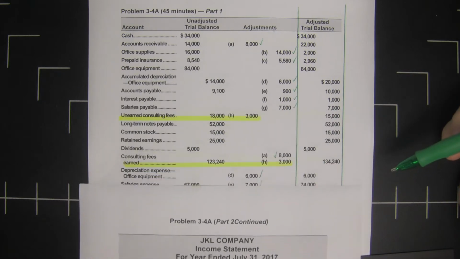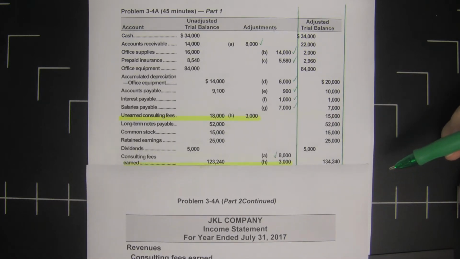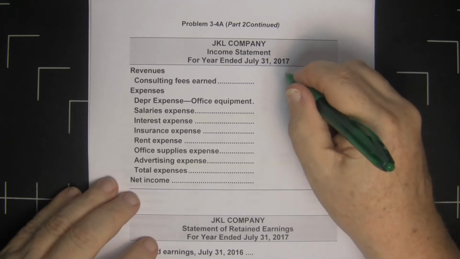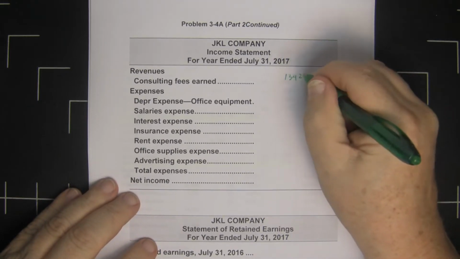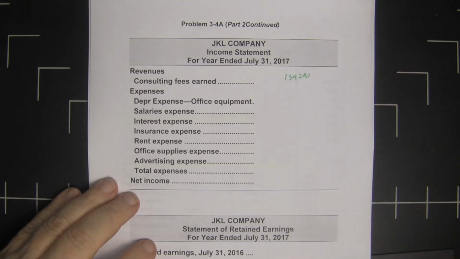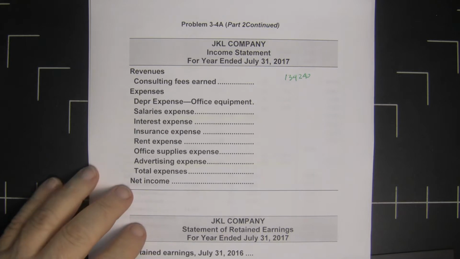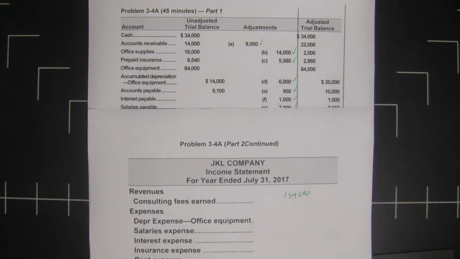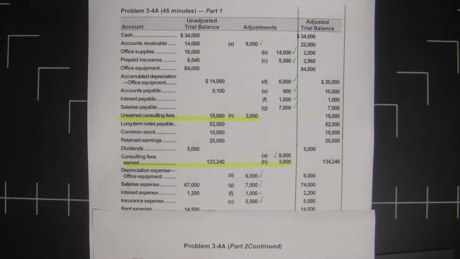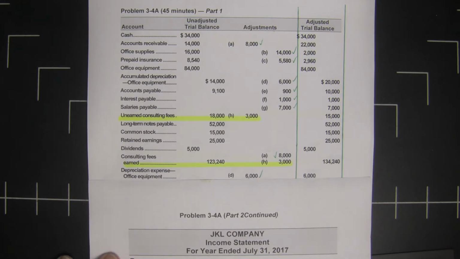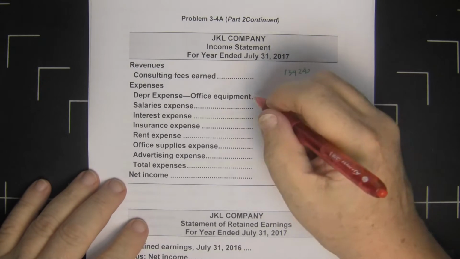So we have consulting fees earned, $134,240. Then we're going to go down the expense column. There are no other revenues. If there were other revenues, you would add those. There are none. Then we just have some expenses. And I like to go through the expenses in order, simply because I'm an accountant, therefore anal. I have $6,000 in depreciation expense.